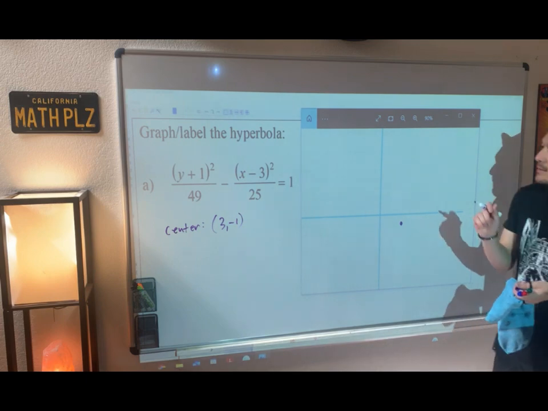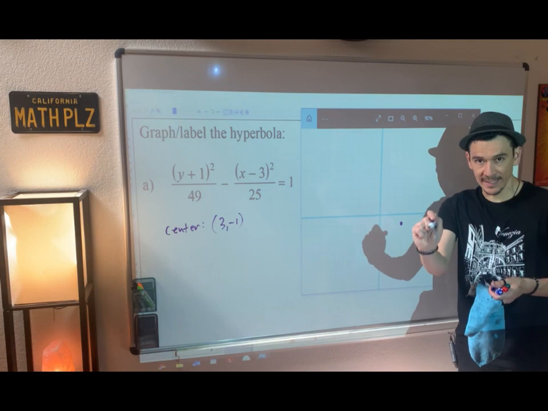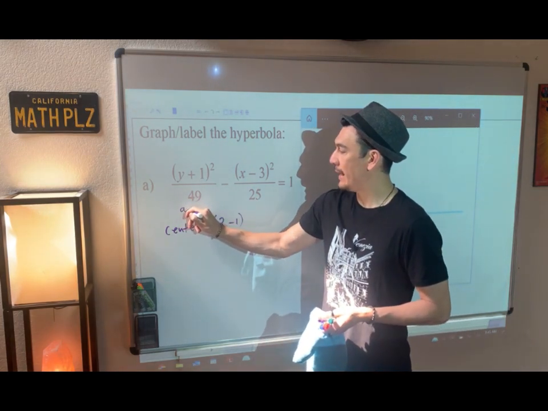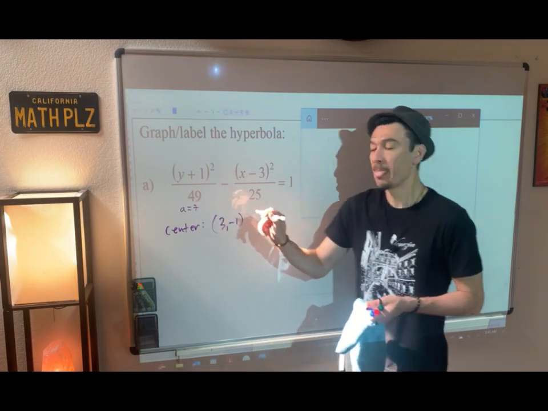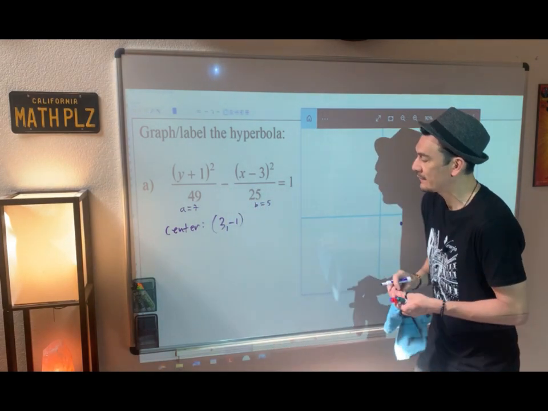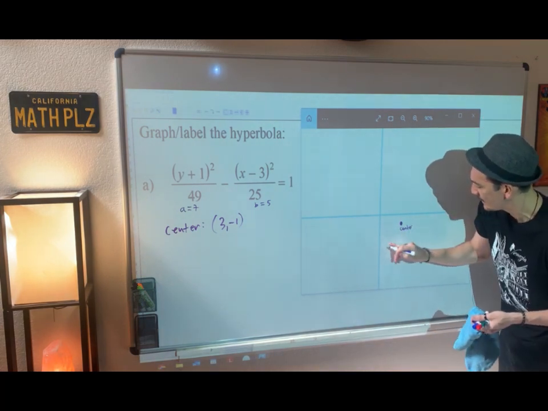Now, I recommend that up next, you draw your central rectangle. So, this is a squared. This tells you that a is 7. This is b squared. This tells you that b is 5. I'm going to call this center, so I don't forget. That's my center.